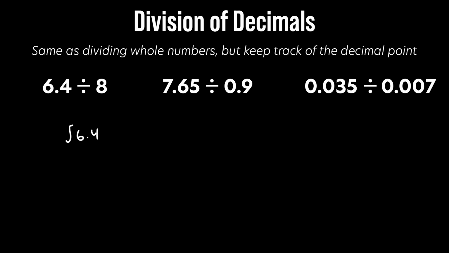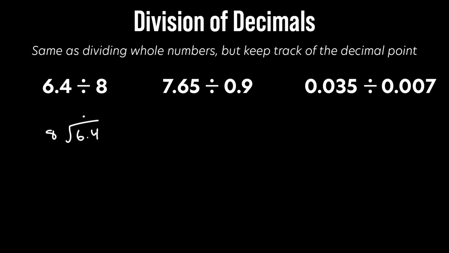6.4 divided by 8. By keeping track of the decimal point, you take the number you're dividing from, in this case it's 6.4, and you place the decimal point in the answer right above it. So it would be there. Now let's do simple long division in this process. How many times does 8 go into 6? None. So we ask, how many times does 8 go into 6.4?